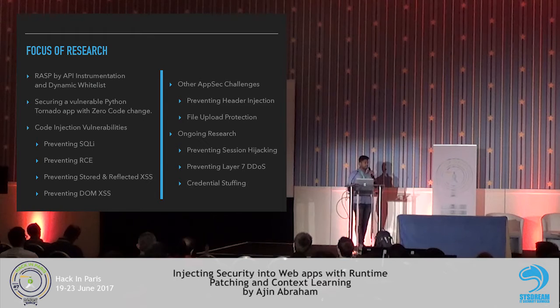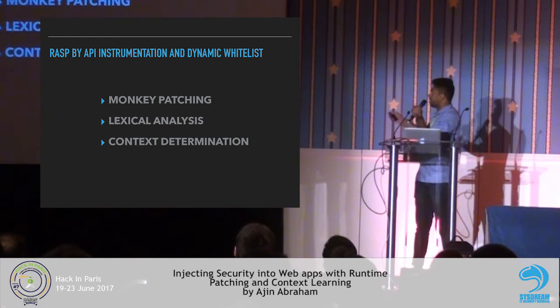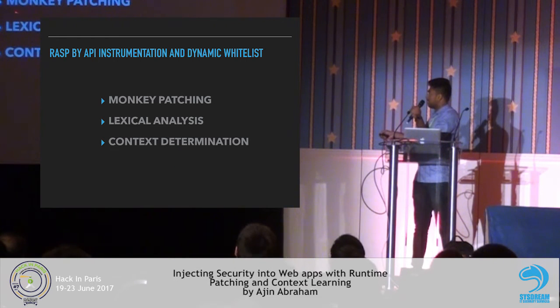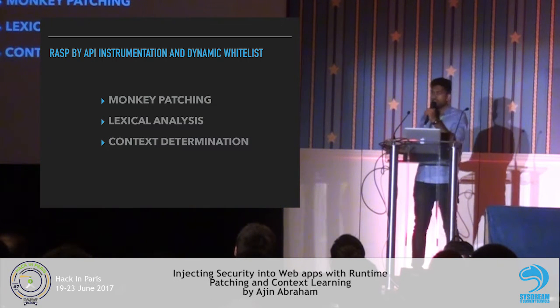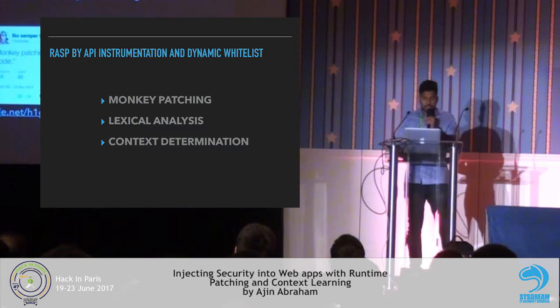So before going into instrumentation and RASP, there are a couple of things that you need to understand. The first thing is monkey patching. The second one is lexical analysis. And the third thing is context determination. We will go through each of these concepts. You might be aware of most of these things.